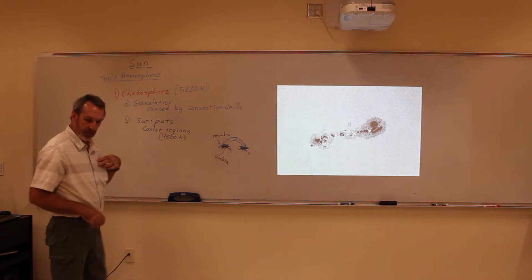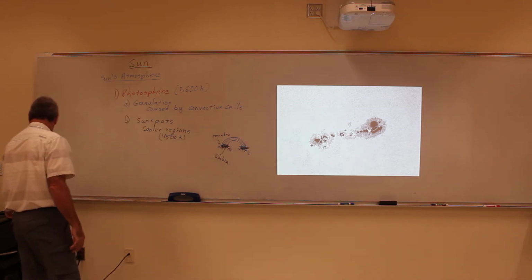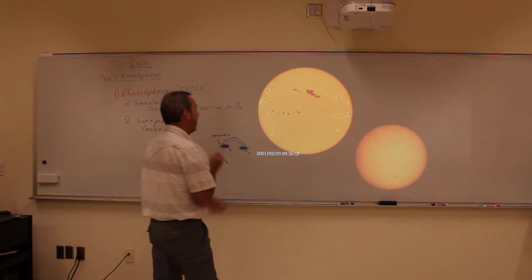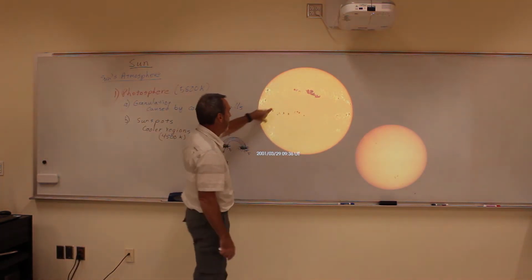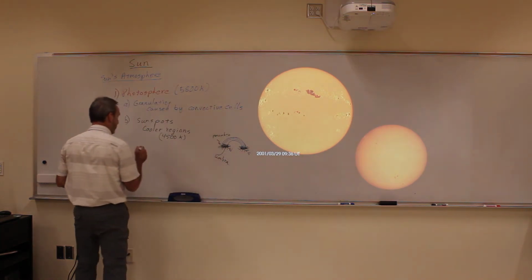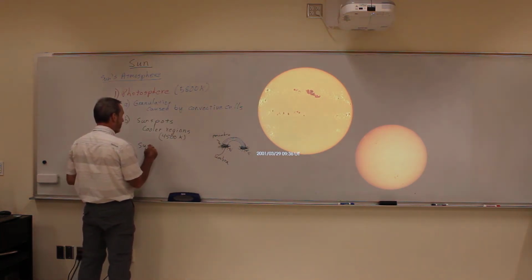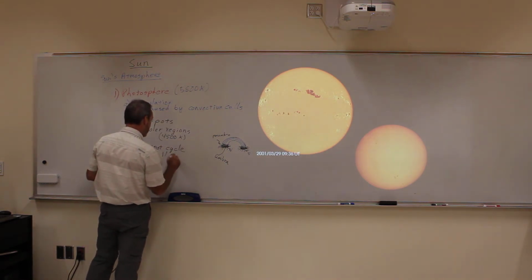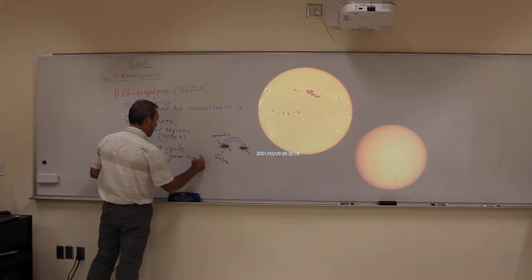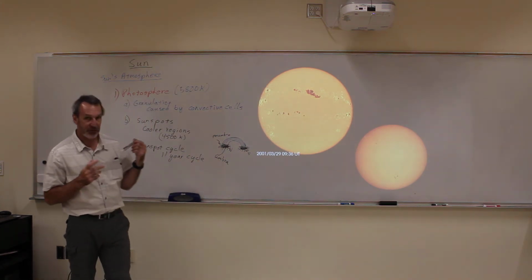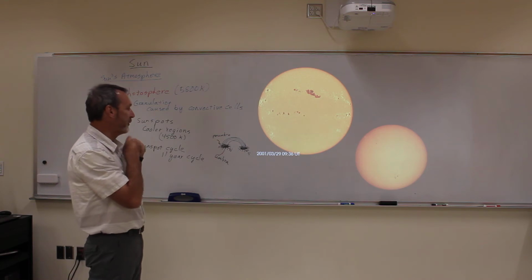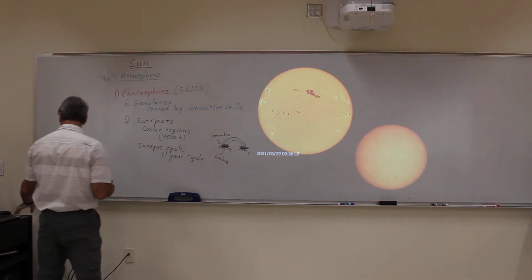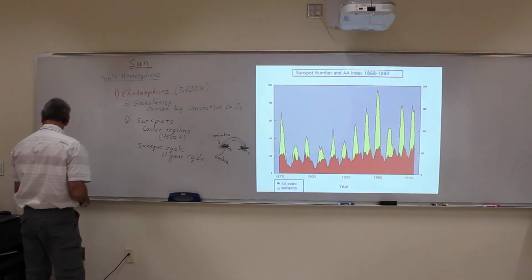And the number of sunspots varies. We can have times when there's a lot of sunspots, and then there's times when there's no sunspots at all. So we have what's called the sunspot cycle, and this is an 11-year cycle. Every 11 years we have a sunspot maximum, and then we go into a sunspot minimum, and then back to a maximum, and so on, every 11 years. And as far as we know, this has been going on indefinitely.